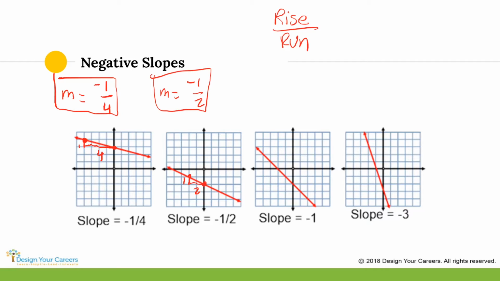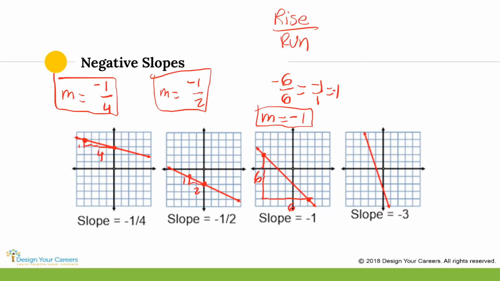For this one, I'm going to pick this point over here and this point over here. I'm going down 1, 2, 3, 4, 5, 6. So I'm going down 6, and I'm going right 1, 2, 3, 4, 5, and 6. So that should be 6 over 6. Remember, negative because it's a negative slope, which is equal to negative 1 over 1, which is equal to negative 1. M is equal to negative 1.